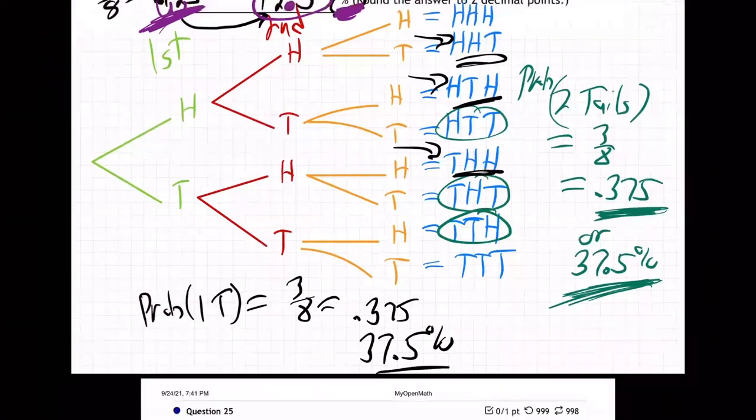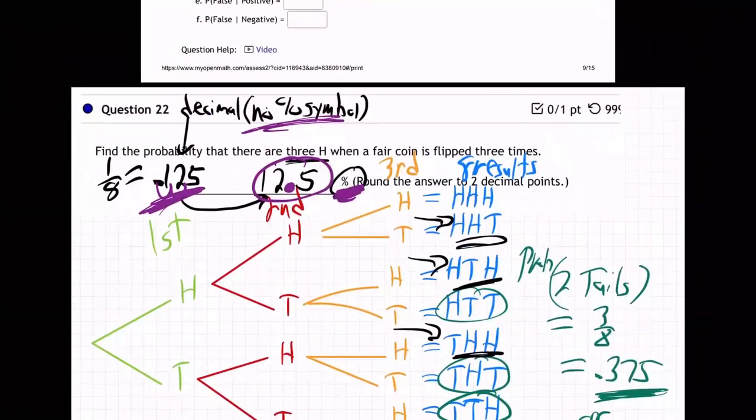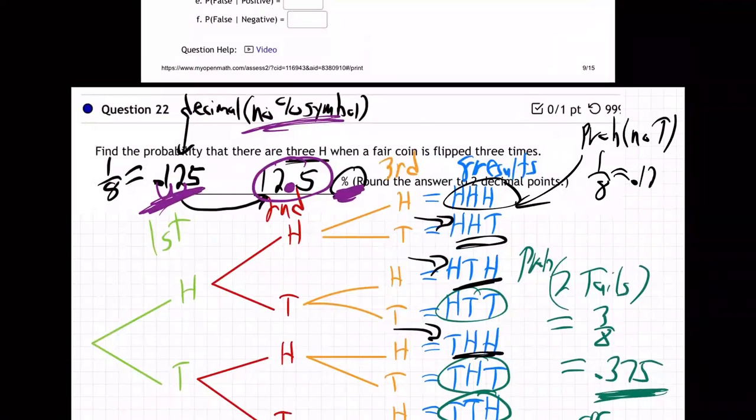Or if they said no tails, that would just be head, head, head, which is 1 out of 8, again, 0.125 decimal, or 12.5 percentage. And I guess we've covered it. There's all the different varieties and what they would say.